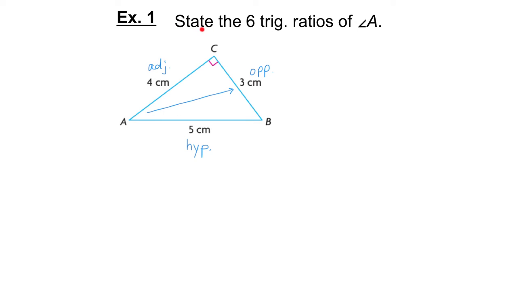So when I say state the 6 trig ratios of angle A, I mean like this: sine A equals 3 over 5, opposite over hypotenuse. What would cosine of A equal? What would tangent of A equal? What would be the secondary trig ratios of angle A? Pause the video and see if you can complete the rest on your own.